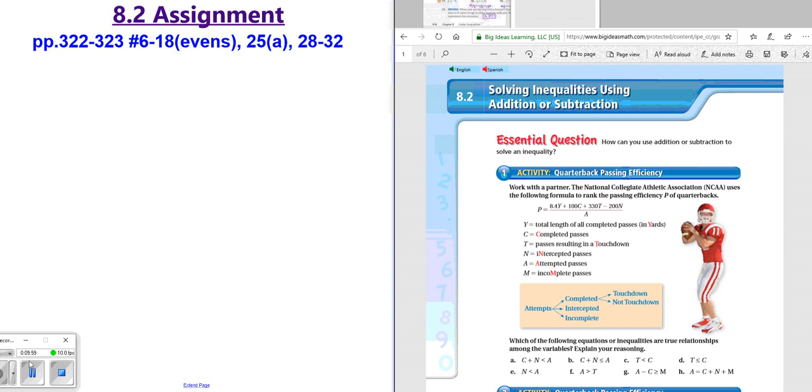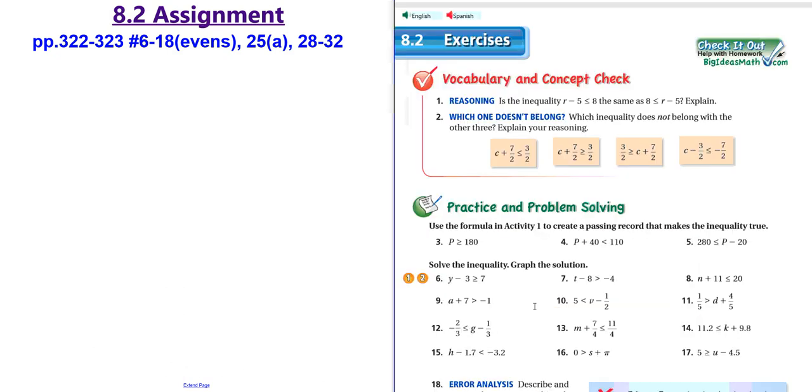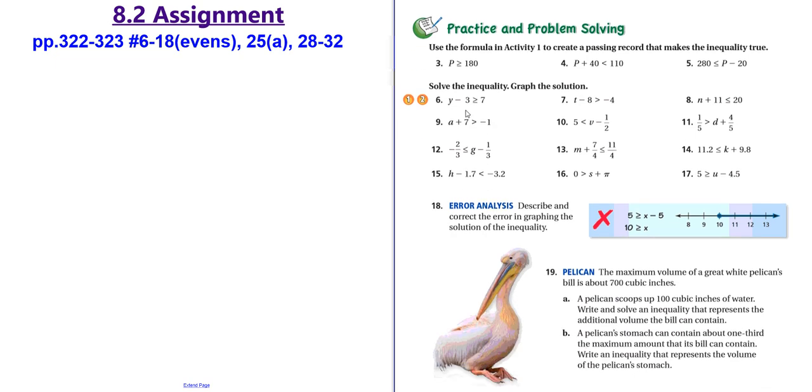So on 6 through 18 here, it says solve the inequality and graph the solution. 18 is describe and correct the error. So 6 through 16, because you only have to do the evens, solve the inequality, graph the solution. On every single one of these, it's going to require either the addition property of inequality or the subtraction property of inequality. Like on number 6, you just add 3 to both sides of the inequality, you get y is greater than or equal to 10, and then you'd have to graph that solution on a number line.